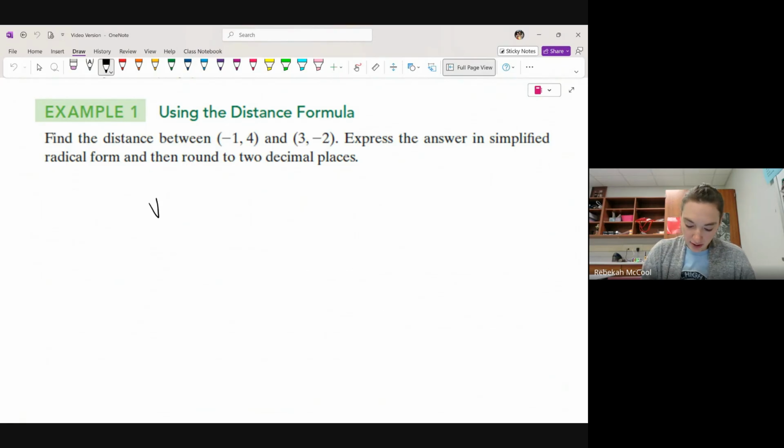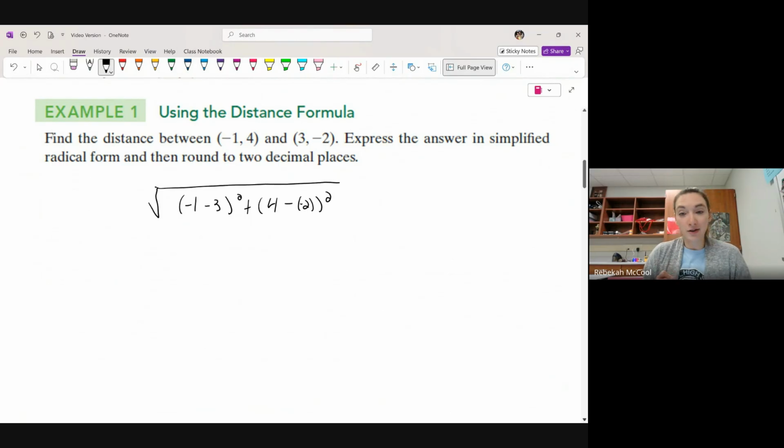So again, since order doesn't matter here, I'm going to just plug in my x's going left to right. So I would do -1 minus 3 squared plus 4 minus -2 squared, all of that under the radical. And so when you type this into a calculator, since we want the simplified radical version, don't start by putting in the radical, just do the stuff underneath. And in this case, we get radical 52 or root 52. And so we want to put this in simplified form.